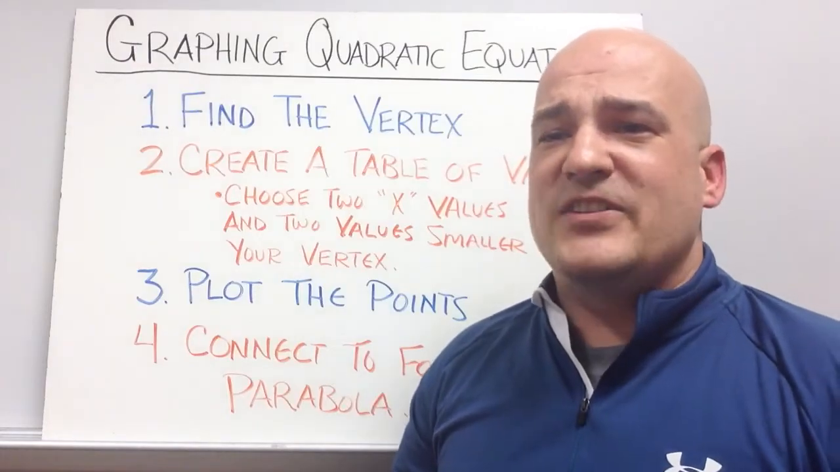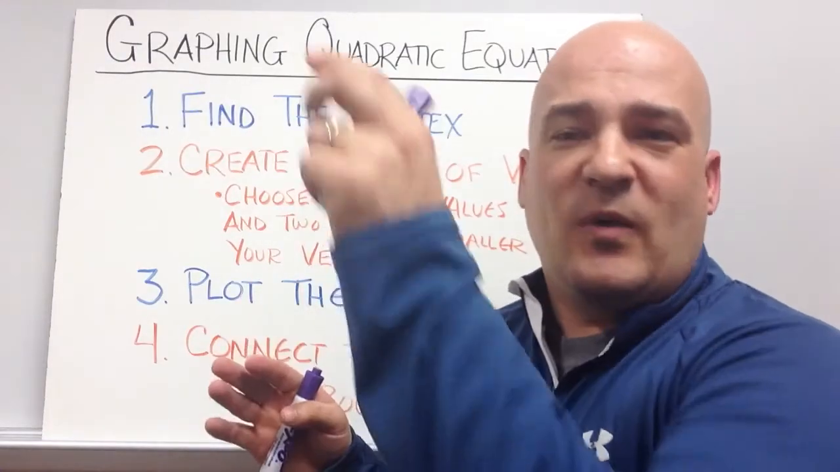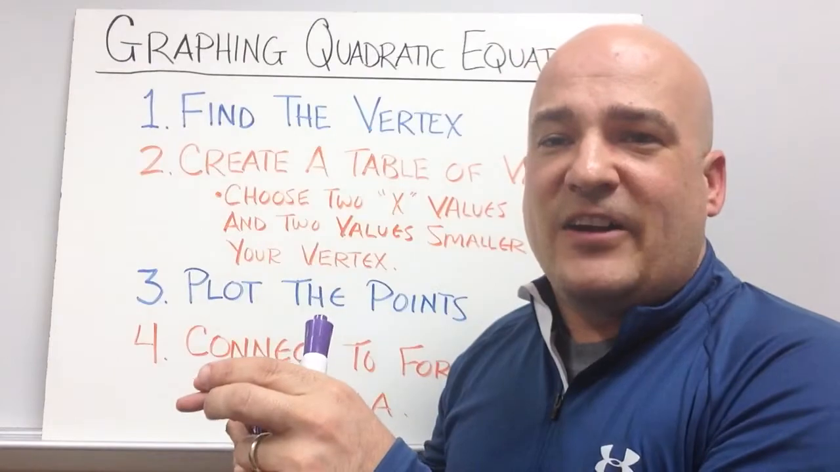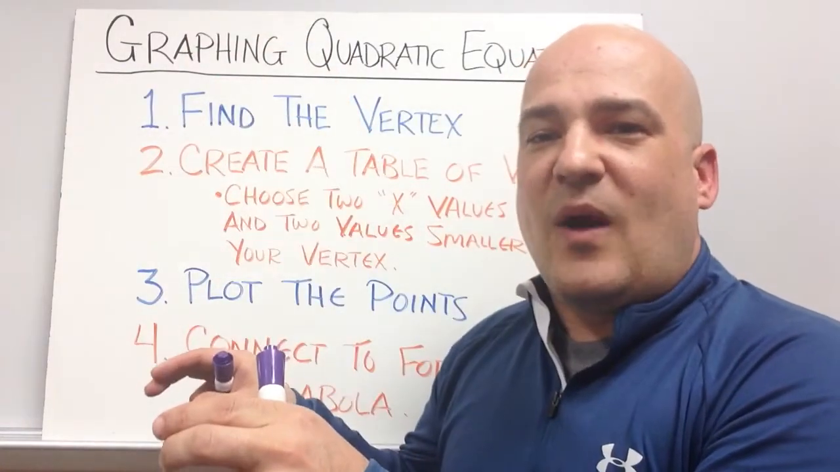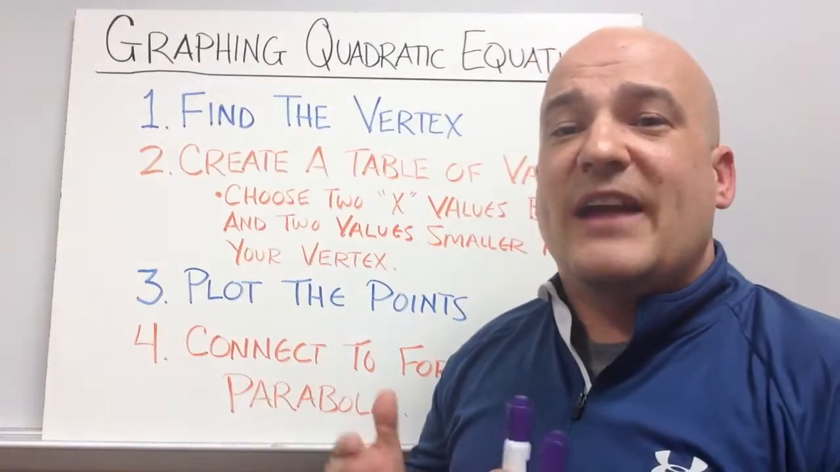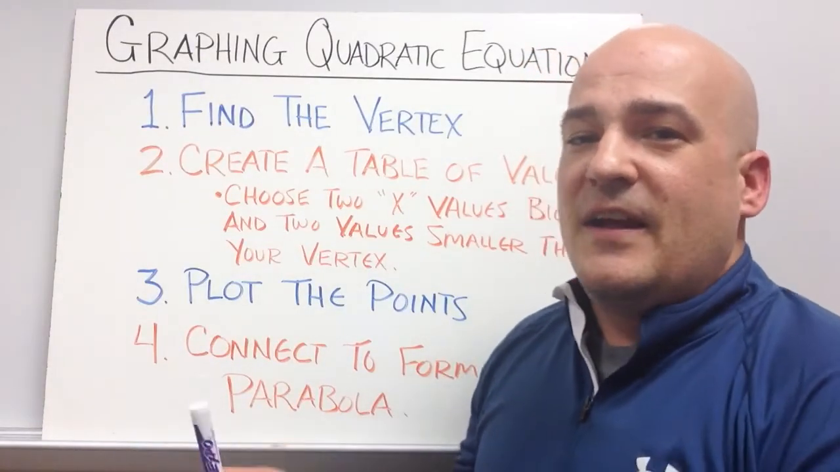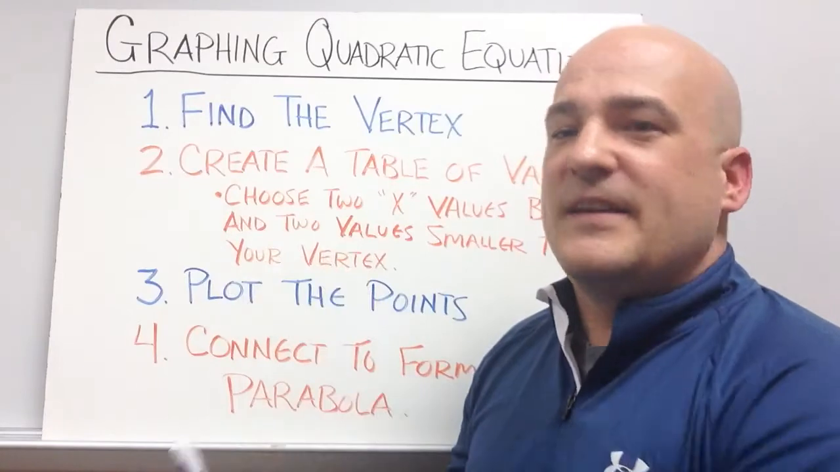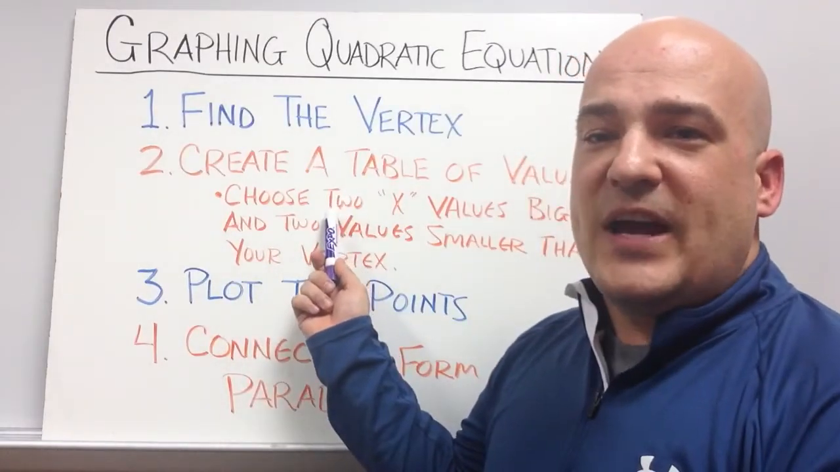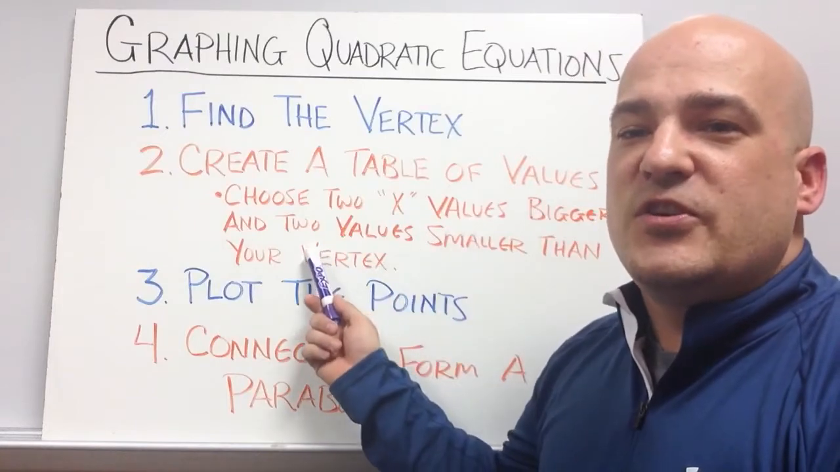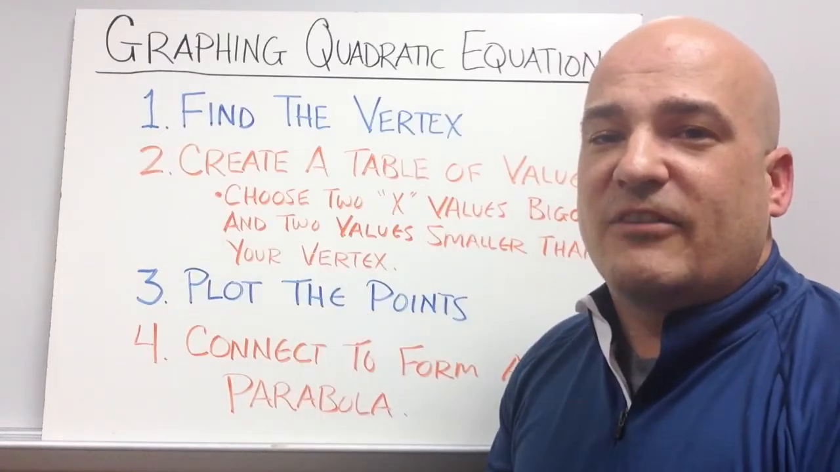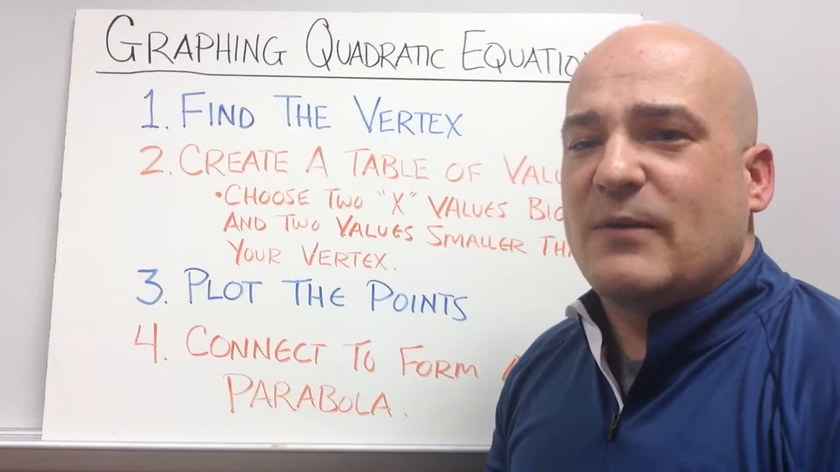A table of values is simply a table with x values and then y values. We're going to choose some x values and then find the y values so that we can plot those points. We're going to have a total of 5 points. There's going to be the vertex, that's 1 point, and then we're also going to choose 2 x values that are bigger than our vertex, and 2 x values that are smaller than our vertex. So that's a total of 5 points that we'll plot.